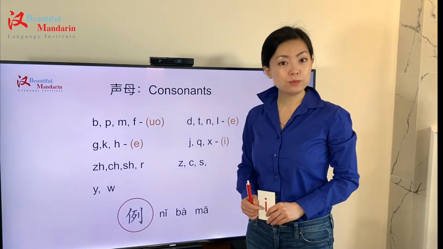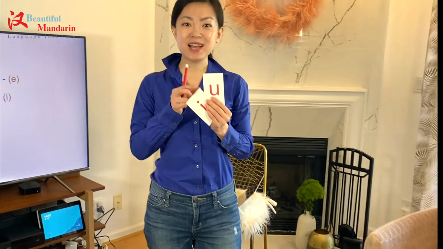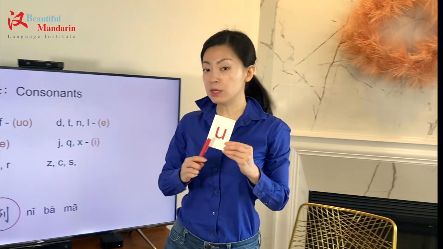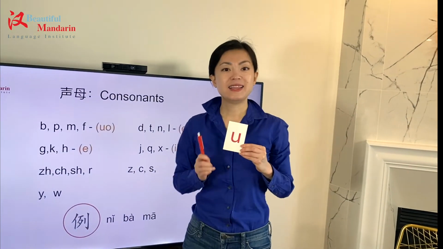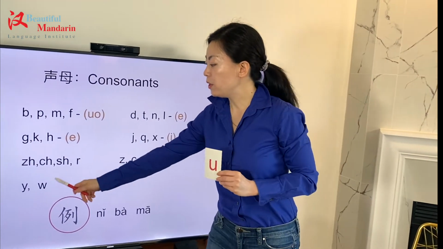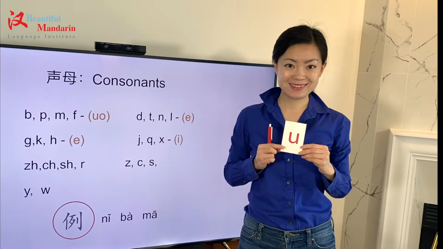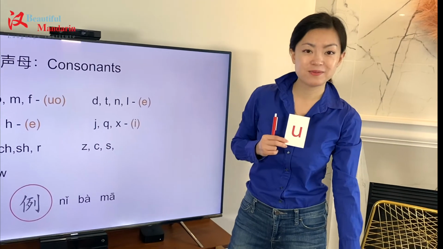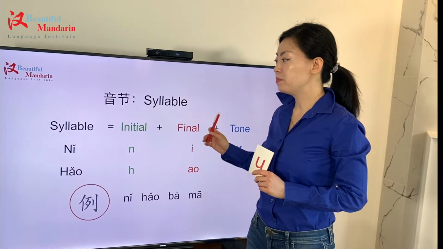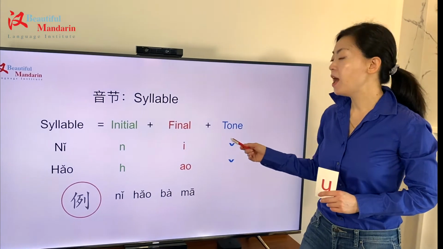And what about wu? Let's look at this letter. Wu. So this wu and this wu, they sound exactly the same. And the same thing, we use this wu as initial and we use this wu as final. What is the initial and the final? Now, let's take a look. Syllable. In Chinese pinyin, a syllable including initial, final, and the tone.